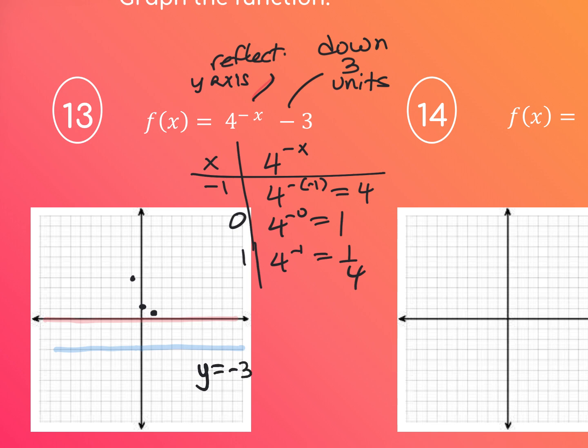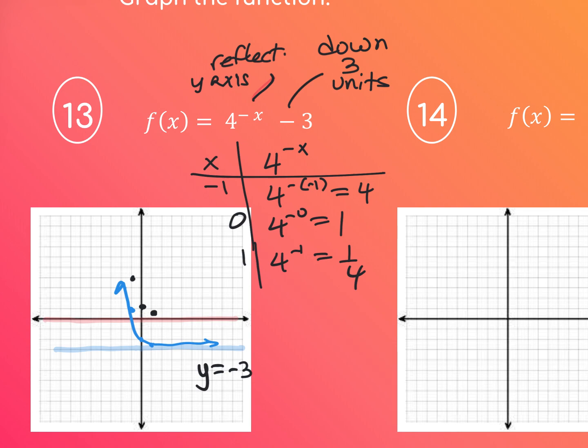And now let me shift all my points down as well. 1, 2, 3. And same thing here, 1, 2, 3. And again, it's going to skim along. It's not going to cross it. Skim along that blue asymptote.